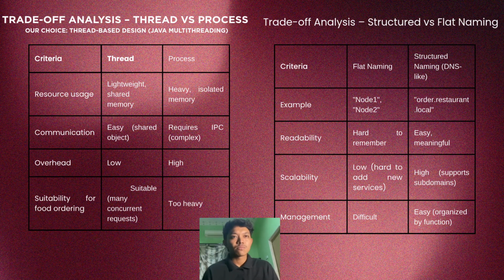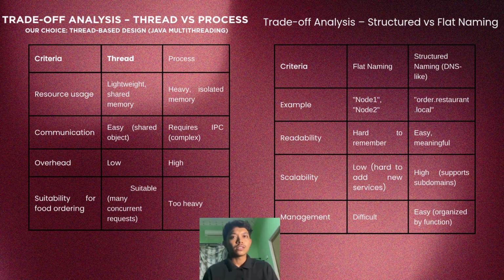Thread-based design versus process-based design. As shown in the table, threads are lightweight, share memory easily, and have low overhead. Processes, on the other hand, are heavy and require inter-process communication, which is more complex. For a food ordering system that must handle many concurrent customer requests, threads are clearly more suitable. In our code, the kitchen thread and picker thread share the same order object without any extra communication mechanism. That is why we choose a thread-based approach.